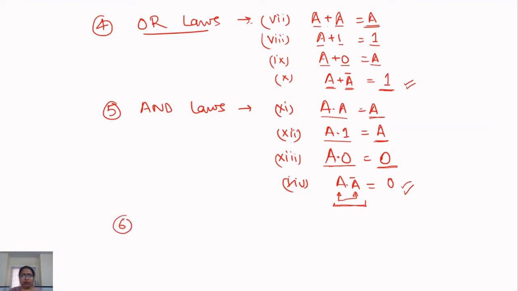The sixth law is called the double inversion law, and it states that the double complement of A is A itself, the number itself.